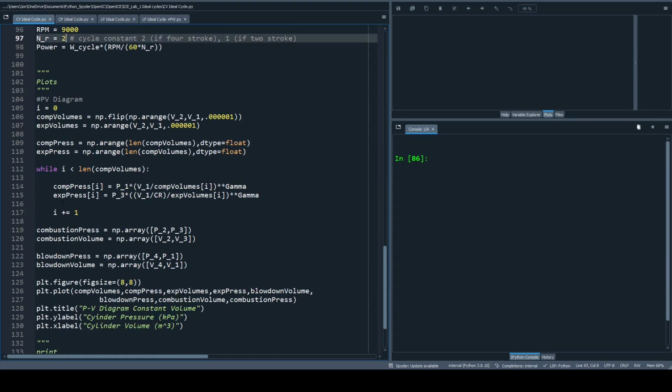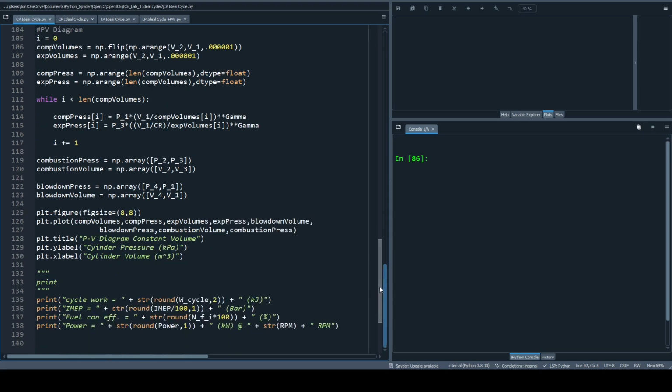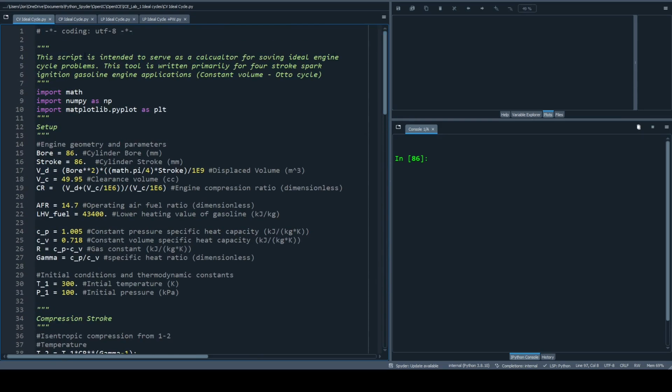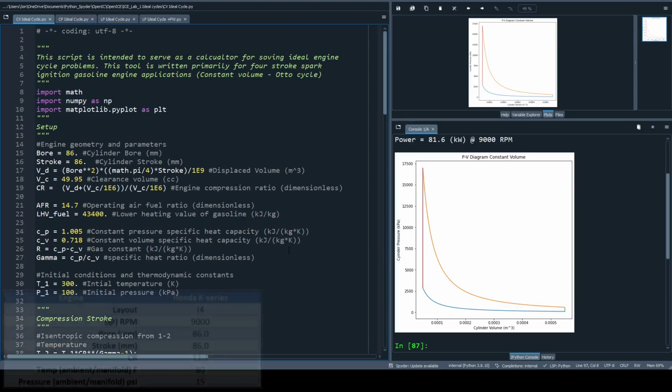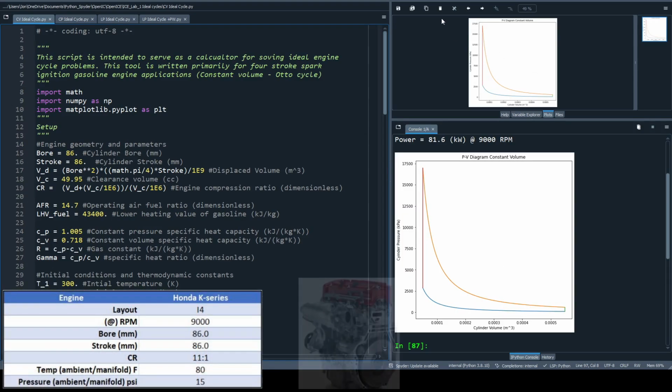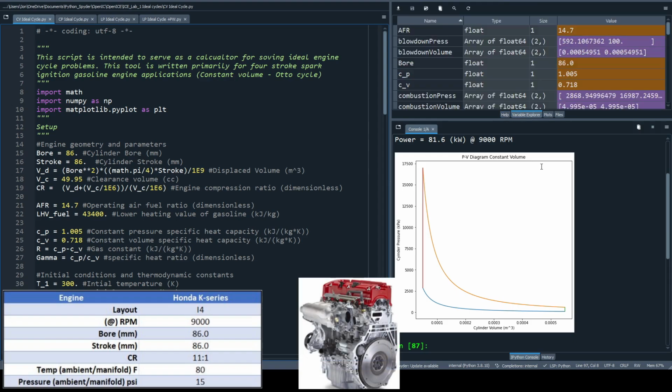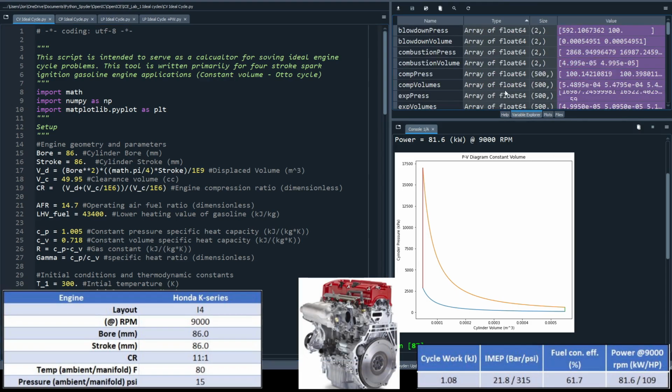Down here is just the extra work that needed to be done to make the plot a little prettier, so that we get a good PV diagram, and then we've just got the print output in a more readable format for our major performance predictions. So if I go ahead and run the code, we're going to get our PV diagram, and we're also going to get some variables. I will rearrange this.